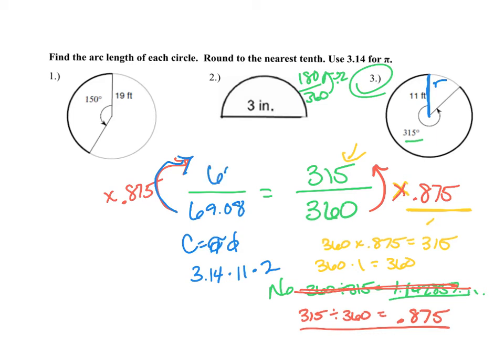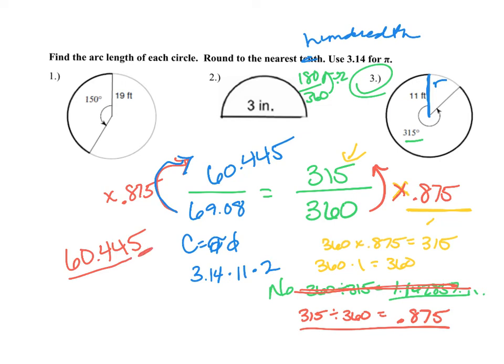And I get 60445. Now, I need to round to the nearest hundredth. Sorry, messy writing there, but here we go. So let's do 60.445. I want to round to the nearest hundredth. What does this 5 do to the 4? It takes it up 1, so my answer is 60.45. And there's my answer.